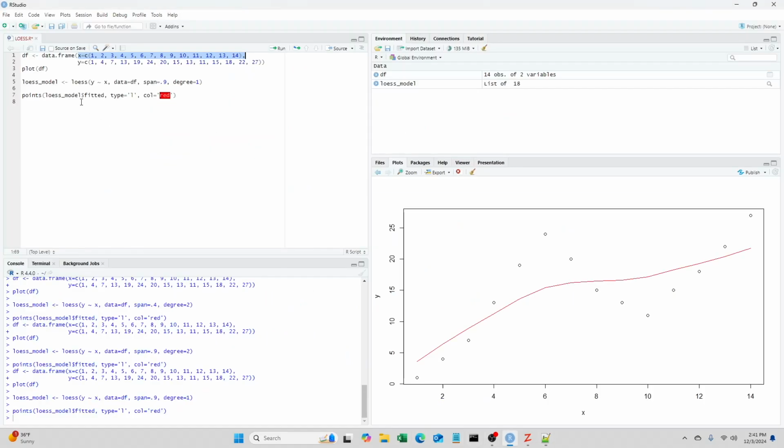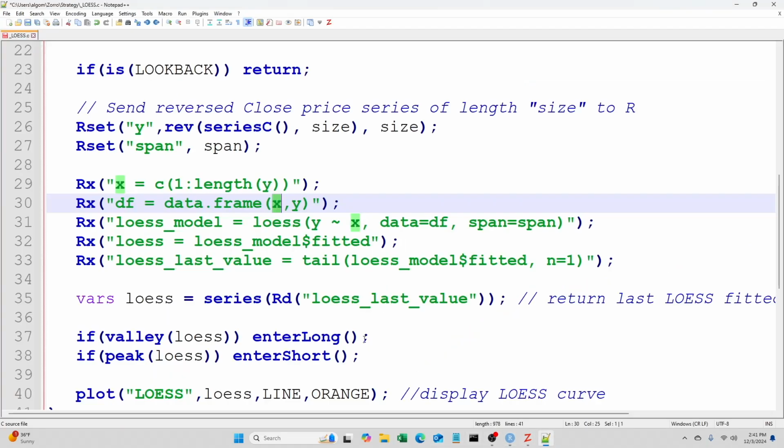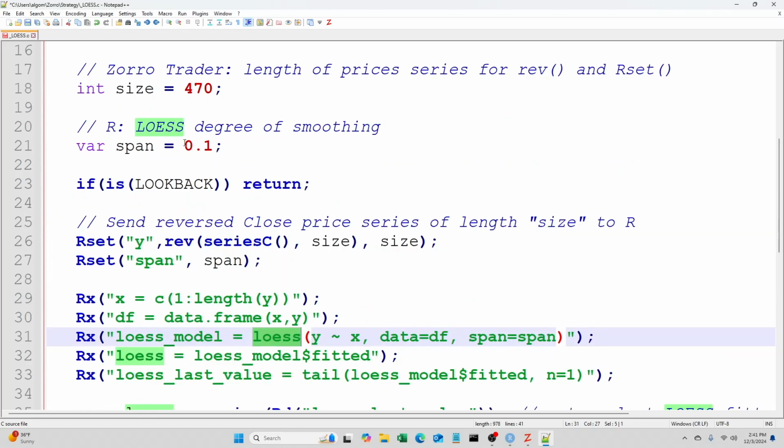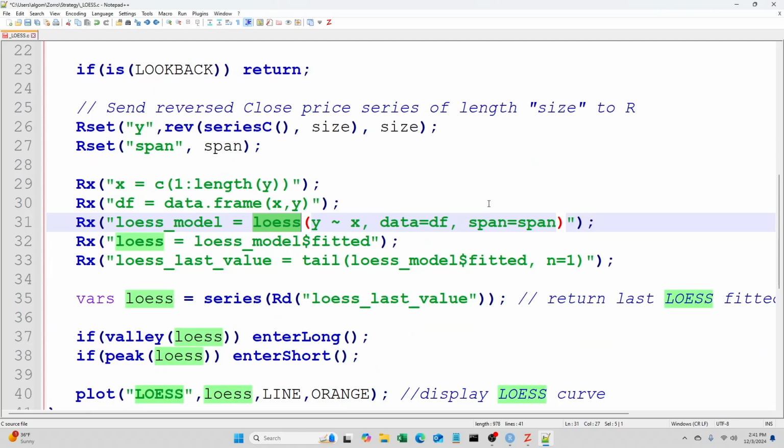Then we have this line here, the LOESS model. That is another R execute command, and we're defining a variable in R called LOESS model, and we use the LOESS function. The two variables that we have defined: data is equal to the data frame, which we just did here, and then span equals span, meaning this value here. Does this make sense? I hope it does.